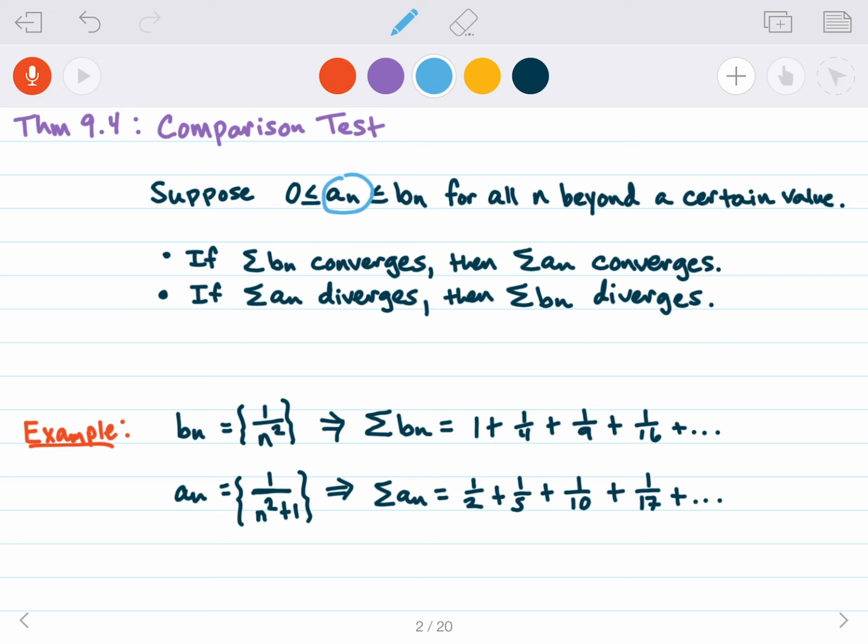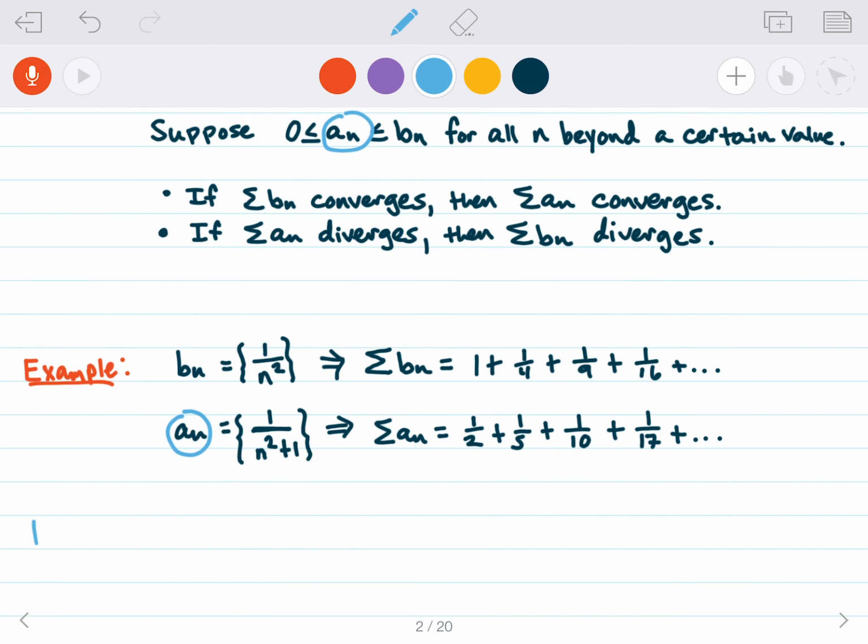So let's talk about the intuition behind why this is true. I think it makes sense intuitively. For example, let's say that we're trying to figure out the sum of a sub n, which in this case the formula is 1 over n squared plus 1. And we don't really have the tools yet to figure this out. But the idea here is that we know the behavior of 1 over n squared.